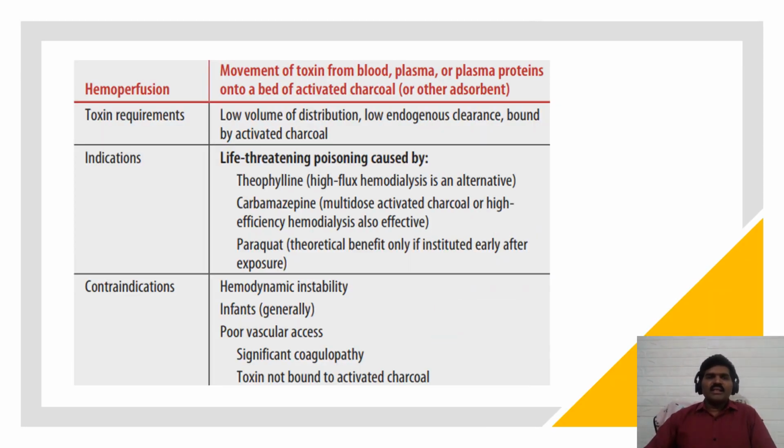The next technique is hemoperfusion. Toxin requirements include low volume of distribution, low endogenous clearance, and being bound by activated charcoal. Hemoperfusion is the movement of toxin from blood, plasma, and plasma proteins onto a bed of activated charcoal, just like in hemodialysis. Indications include life-threatening poisonings caused by theophylline, carbamazepine, and paraquat. Contraindications: hemodynamic instability. Infants generally contraindicated due to poor vascular access, and it can cause significant coagulopathy. A toxin not bound to activated charcoal is also a contraindication.